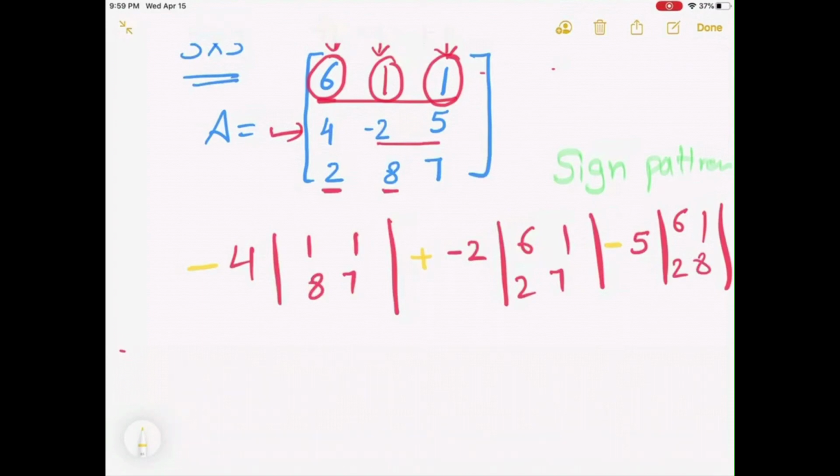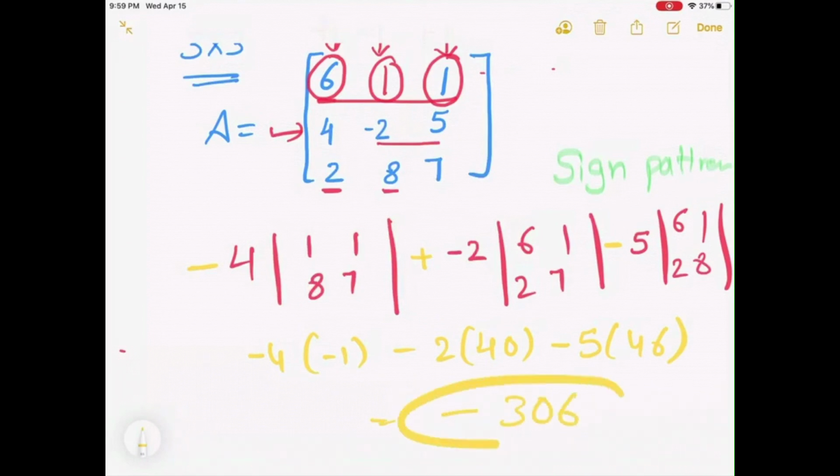Now let's simplify. I'll talk about that sign pattern in a minute. Let me finish this first. So I have negative 4 times negative 1, negative 2 times positive 40, 5 times 46, and if you simplify the whole thing, I have negative 306, which is the same answer.